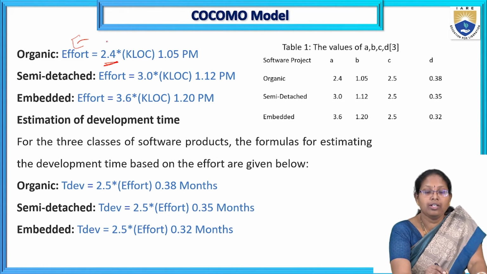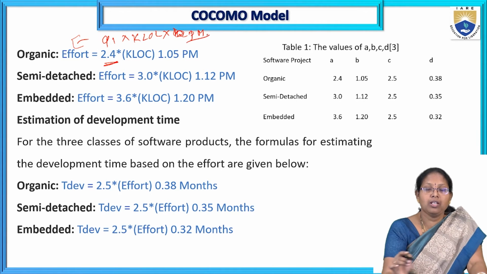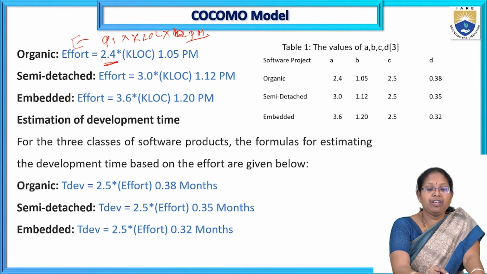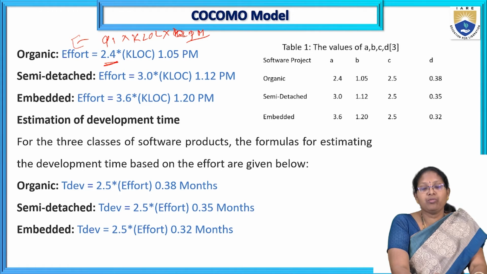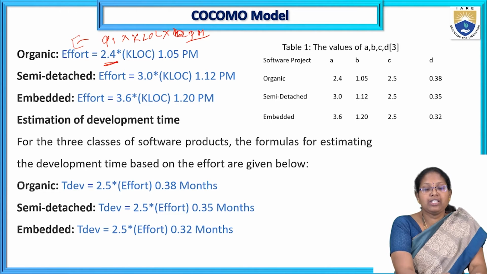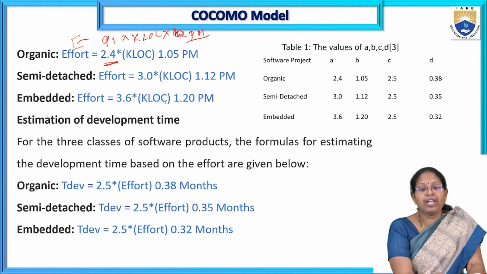Actual formula: A1 into KLOC into A2 or B, here B, PM. That is, PM is person-months. So A1 KLOC B. Next, semi-detached is also the same: A, B values, and effort is equal to A, B values.